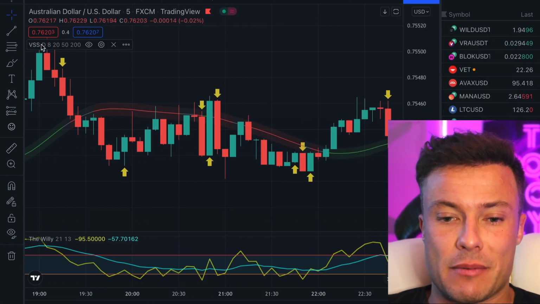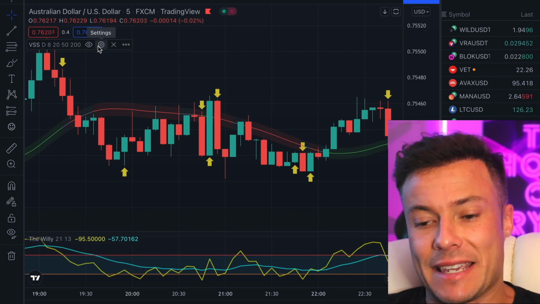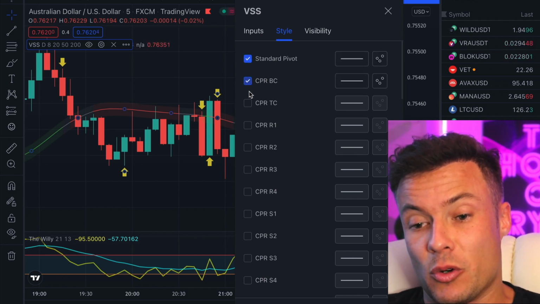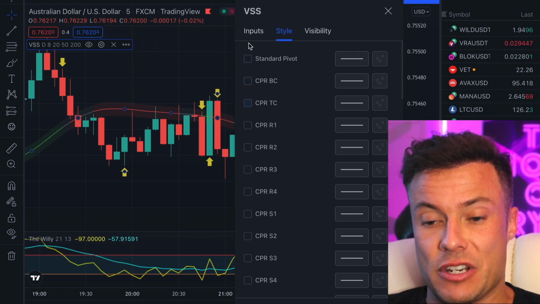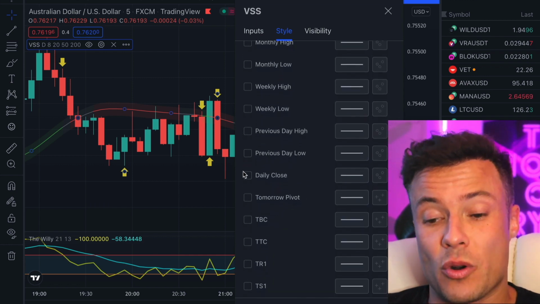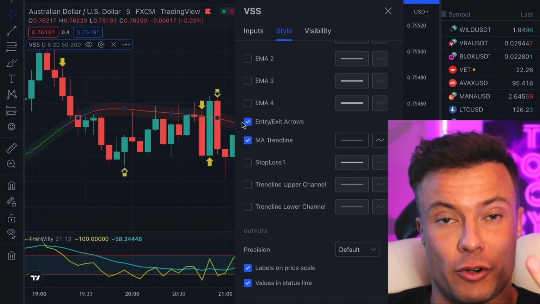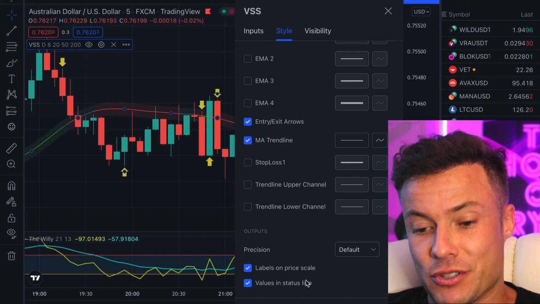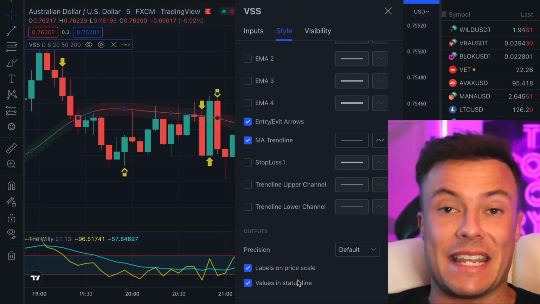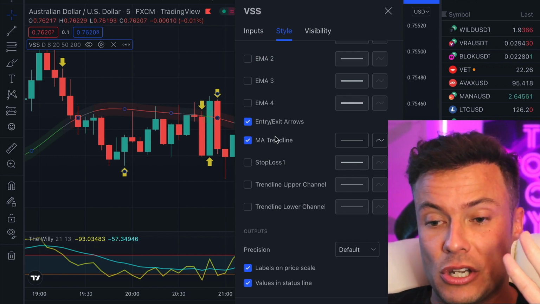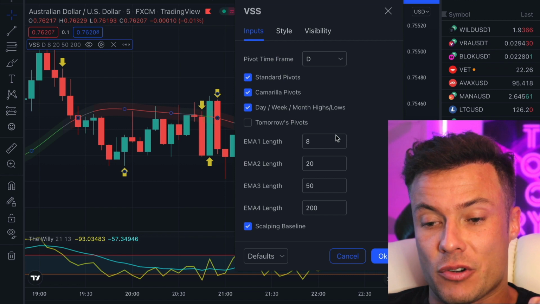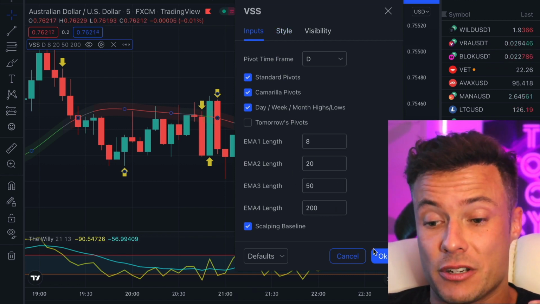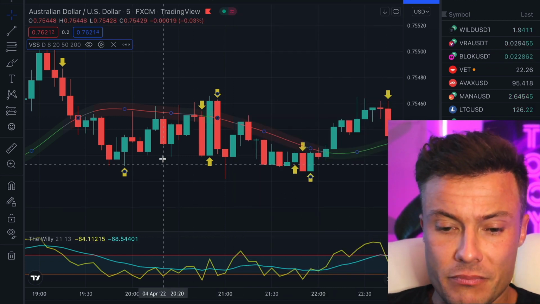Now, first of all, to set up the Venki's one to look like it's looking currently, you need to do a few things. When you first get this, these will all be checked in, guys. But you need to go down through the list and deselect all of them, apart from these four at the bottom: the entry and exit arrow, the MA trend line, the labels on price scale, and the values in status line. Okay, so only those four should be showing. Then we're going to click across to inputs and make sure that we have 8, 20, 50, and 200. Then we can click on OK, and that's set up there.